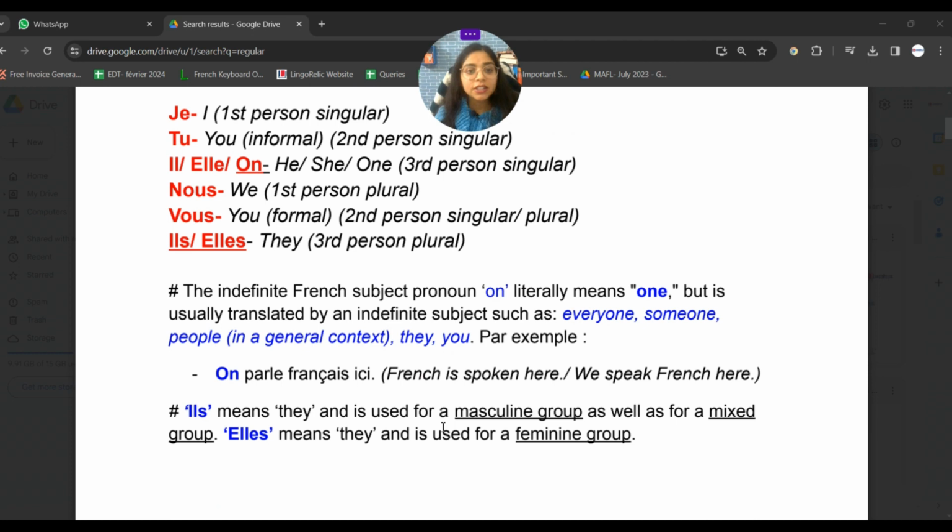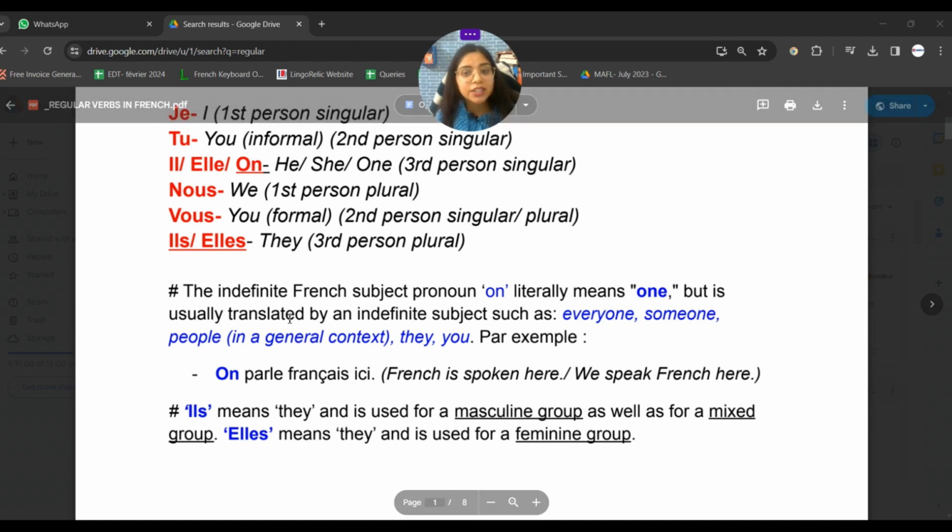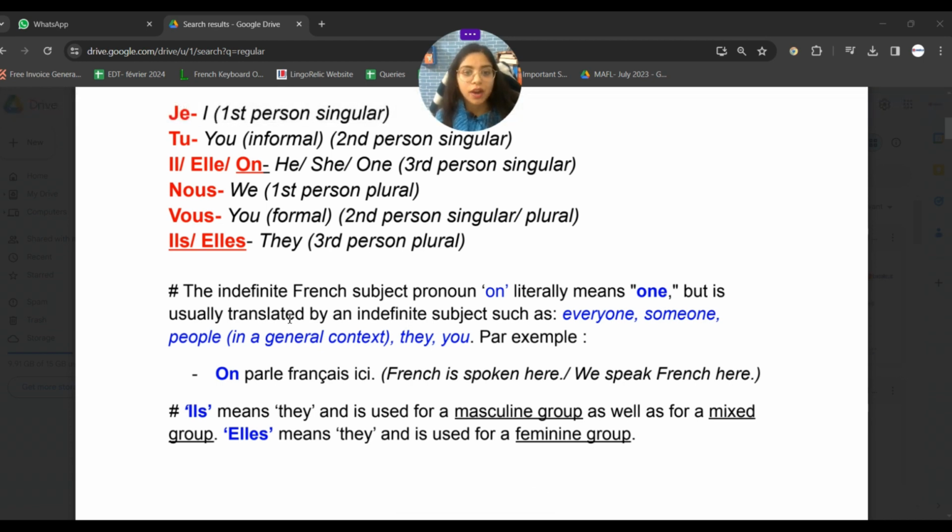Let's elaborate a little bit upon the pronoun on, which literally means one. But this is usually translated by an indefinite subject, such as everyone or someone or people in a general context, or saying they or you. So like in English, when you say one should consider, one should go, one should not do this. In this context, in French, you can use on.